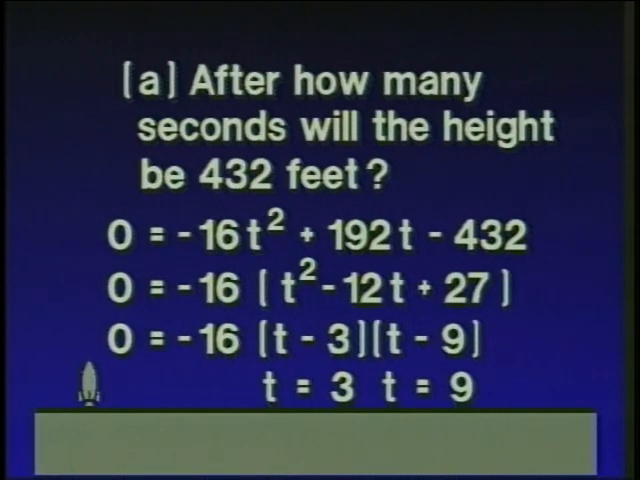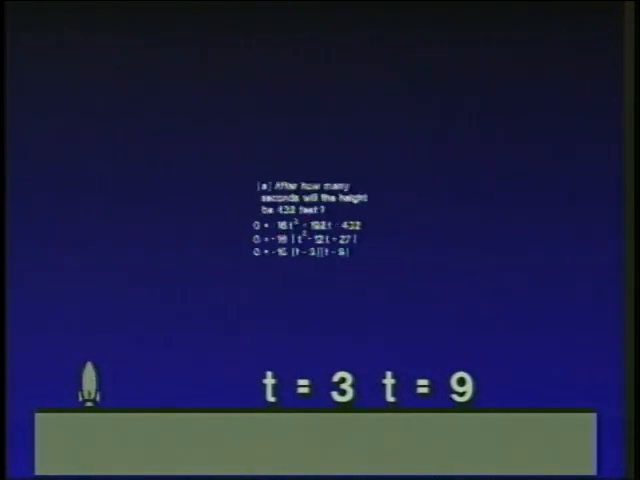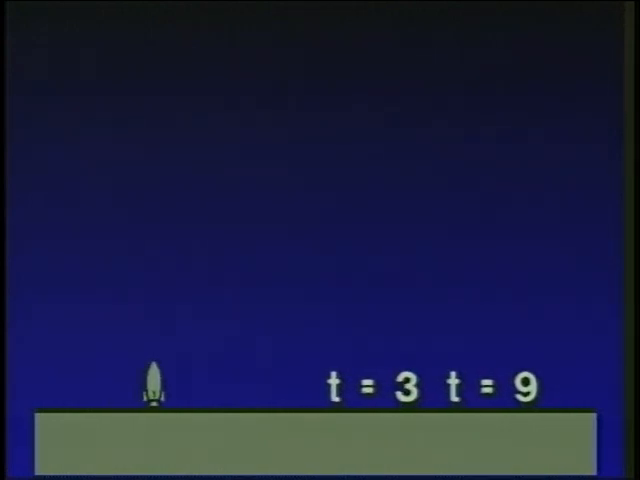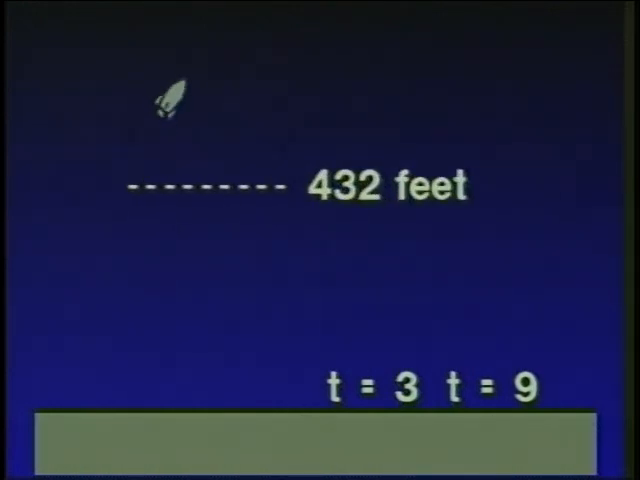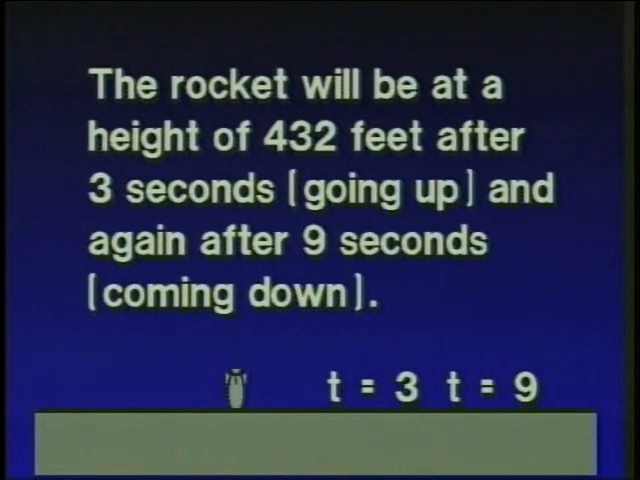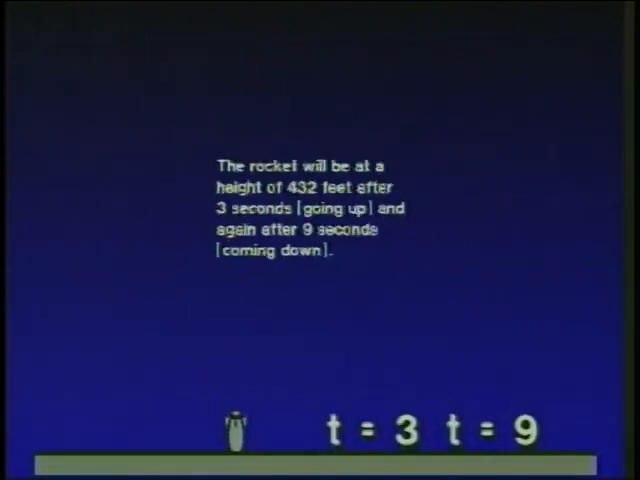Now you may be wondering how it's possible for 2 different times to give a height of 432 feet. Well, here's how. You see, as the rocket flies, it goes through that 432-foot level on the way up, and then it comes back down and goes through that 432-foot level again. So we say then that the rocket will be at a height of 432 feet after 3 seconds going up, and again after 9 seconds coming down.